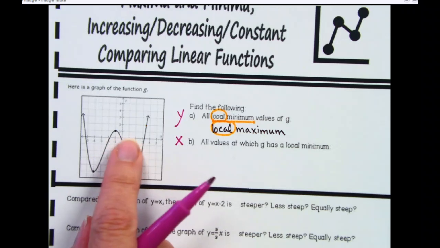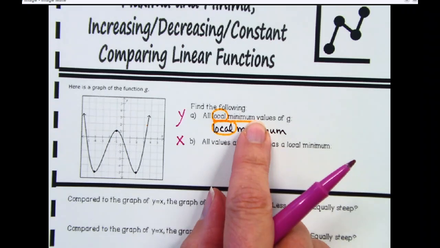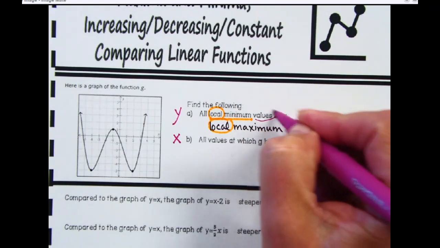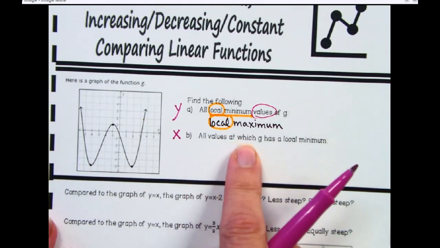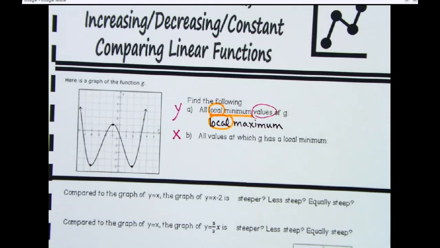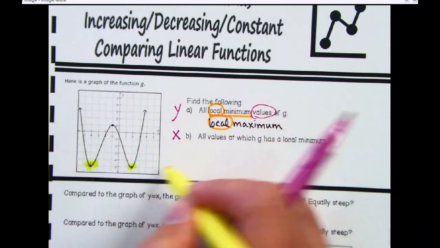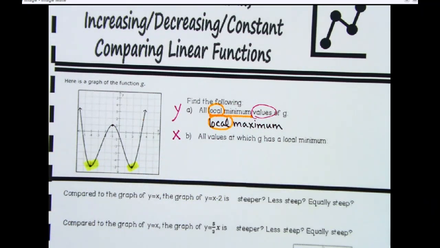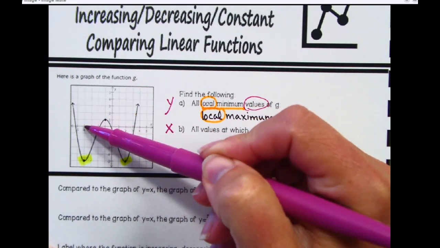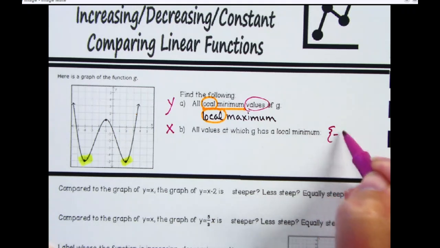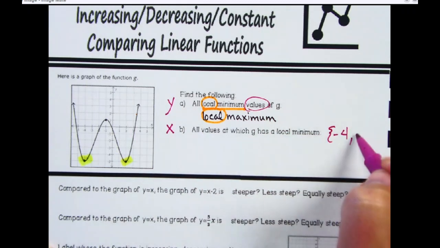So where is the minimum? We're looking for the X. What is its value? So value is the Y. What does it equal? So I'm going to start with this one. All values at which G has a minimum. We are looking here and here, right? Aren't those the low points in our function? Okay, so let's look for our X values. This one goes with -4. And then this one goes with 2.